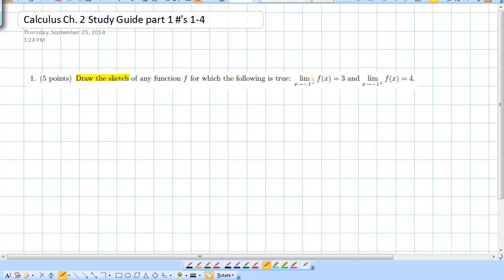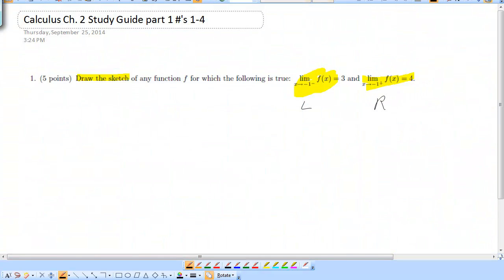Okay, so here we're going to find the solutions for the study guide on Moodle. This is part one of that study guide. We want to find a graph that behaves like this. As you approach -1 from the left, its limit is 3. As you approach -1, which is an x value, from the right, its limit is 4.